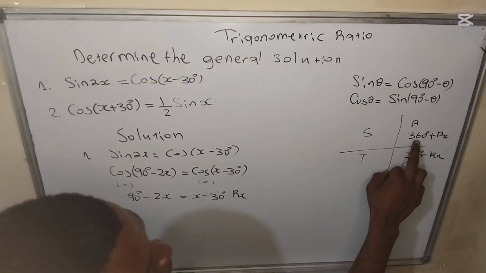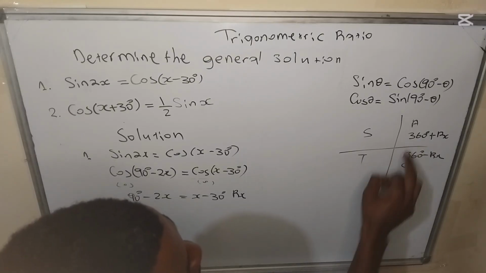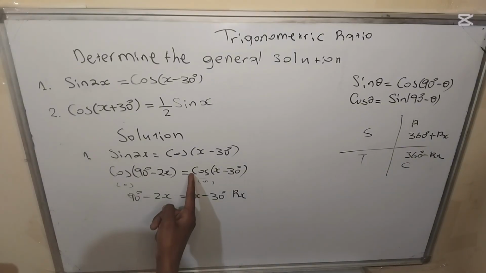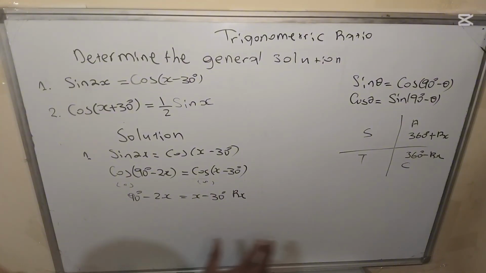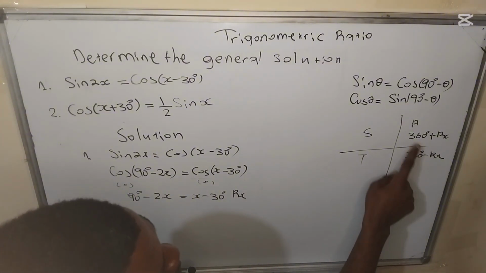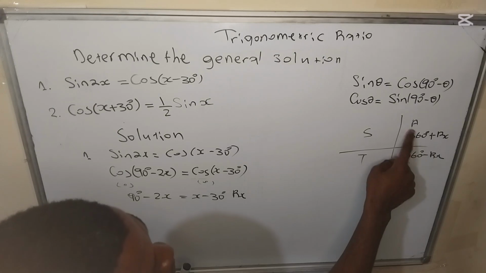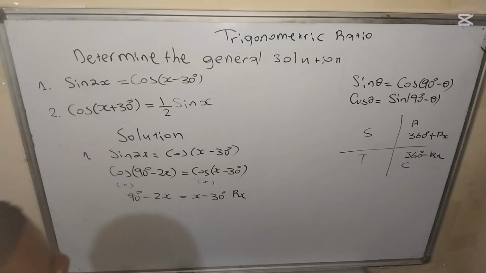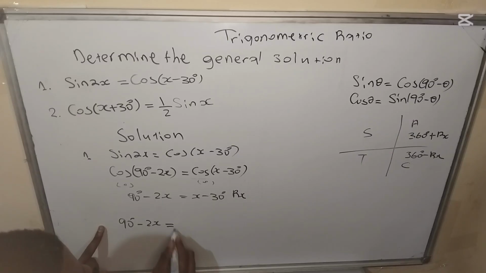Then let's use these two reduction formulas, because the coefficient here is positive 1. Even here our coefficient is positive 1, meaning that we have to focus on the quadrants where cos is positive. So cos is positive in the first quadrant and also in the fourth quadrant. Then let's start using the reduction formula found in the first quadrant. So we have 90 degrees minus 2x equal to what?